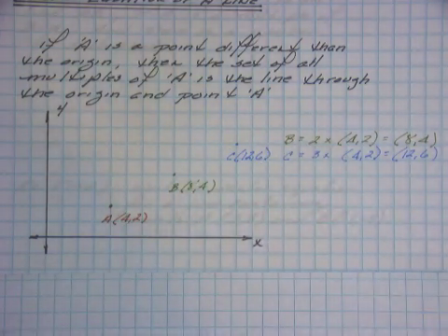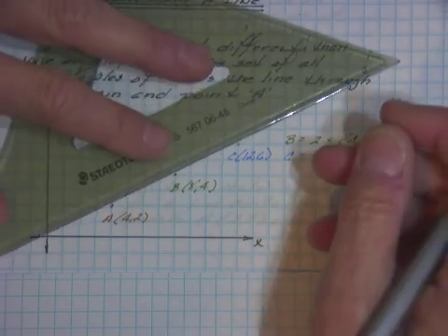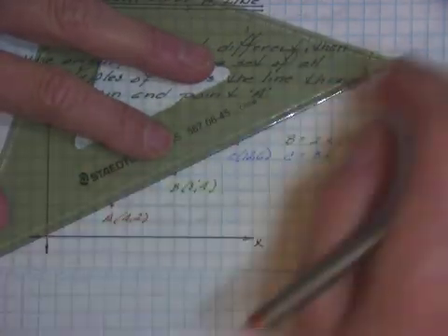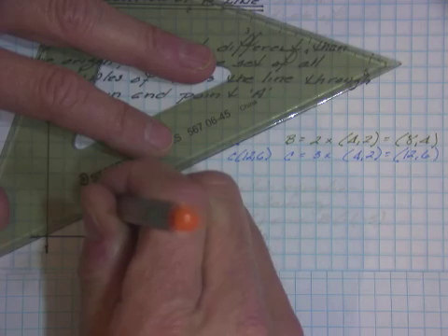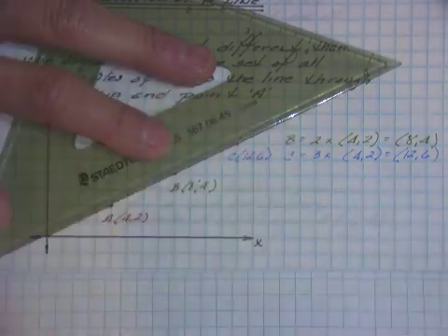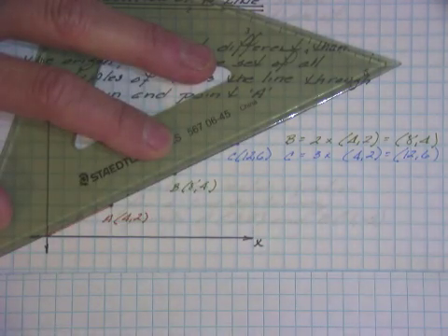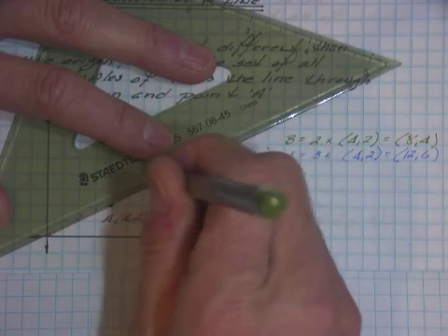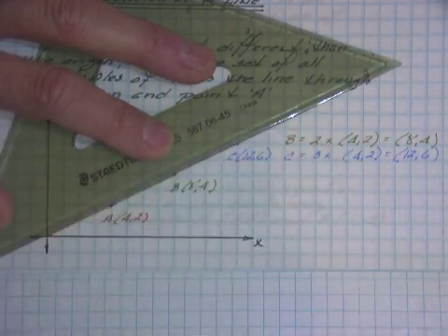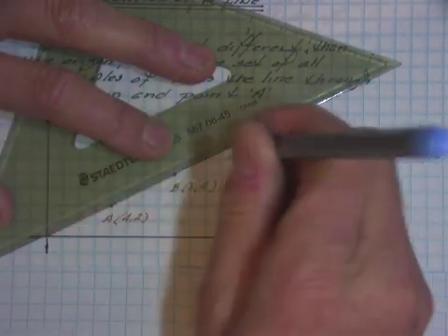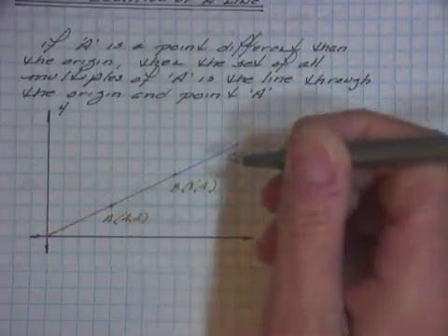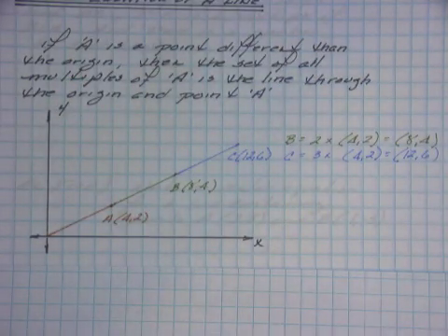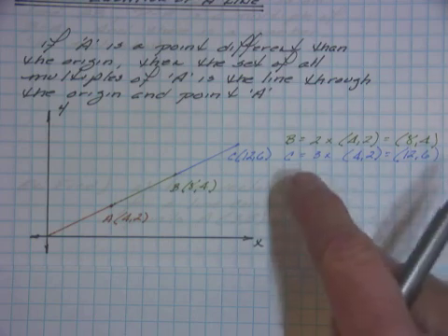Well, what you should notice right now is that I can draw a line through the origin up through the 3 points. There's the first part, there's the second part, and there's the third part. And notice they're all on a straight line.